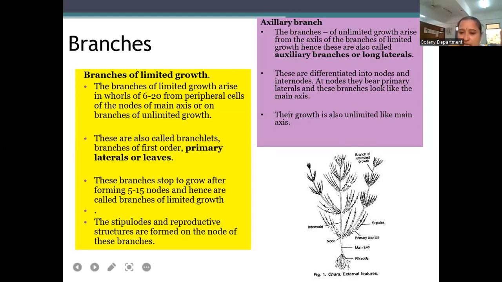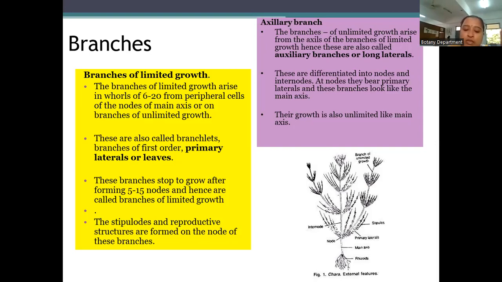The first one is the branches of unlimited growth. These branches show unlimited growth, developing from the base of the axis of primary laterals, and function as the main axis. The limited growth ones are referred to as leaves, or primary laterals, or branches of the first order.